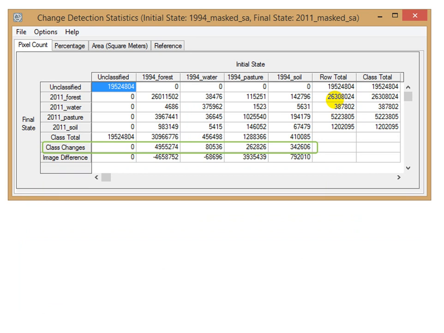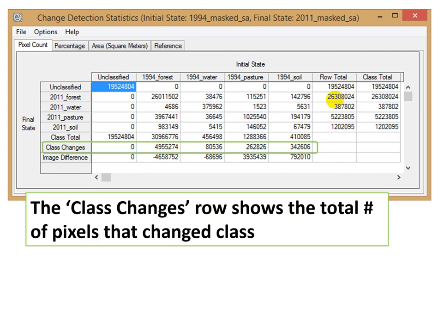The class changes is thinking about the total number of pixels that change class from your initial to your final state. If we use the case of water, in the initial state, we had 456,498 pixels which were classified as water in 1994. Of those pixels, which in 1994 were classified as water, in 2011 this many of them were also classified as water. So this many did not change class. They stayed the same class.